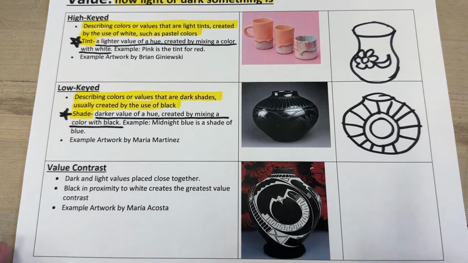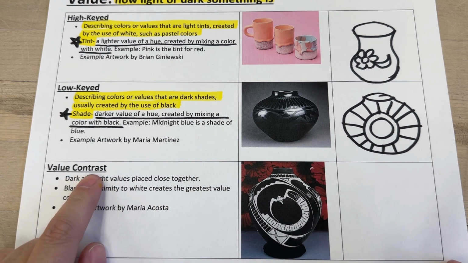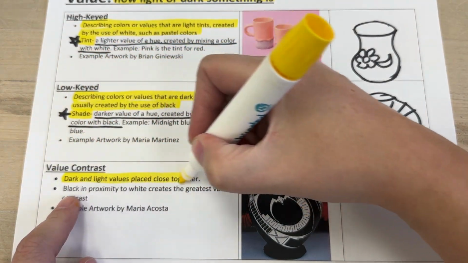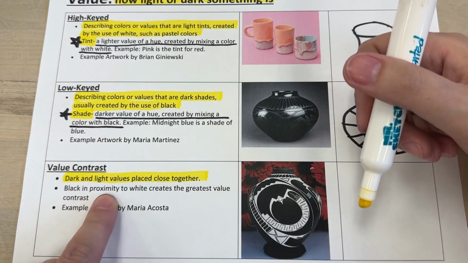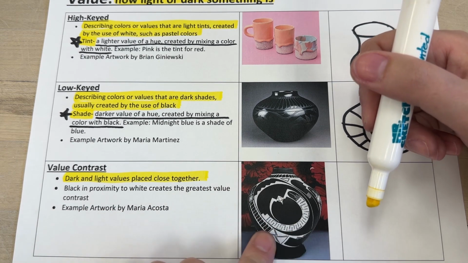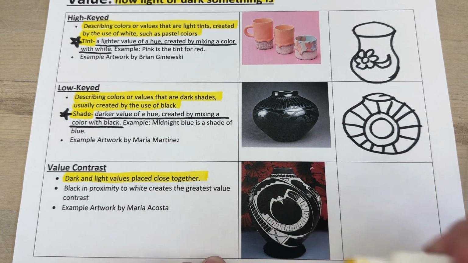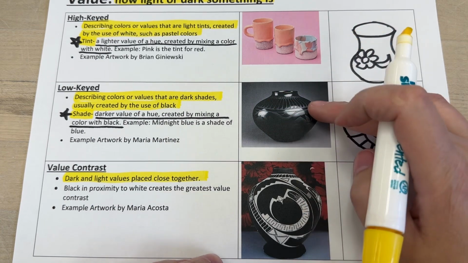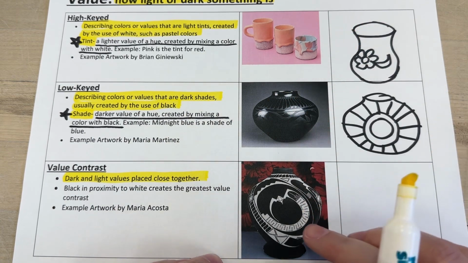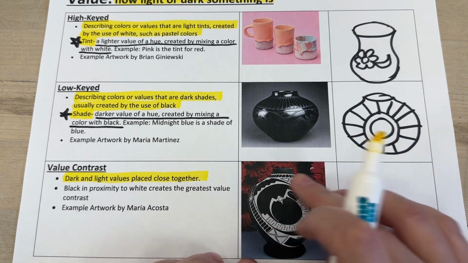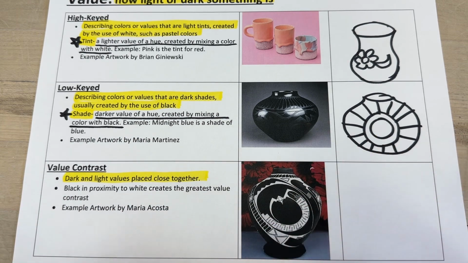The last one on our list is value contrast. Contrast is the difference between two things. So value contrast is the dark and light values placed close to each other. Black in proximity to white creates the greatest value contrast. This design right here stands out a lot because of the value contrast. This has a low contrast up here because it's a black on black technique. Because this one has really dark blacks and really white whites, it creates a high value contrast.